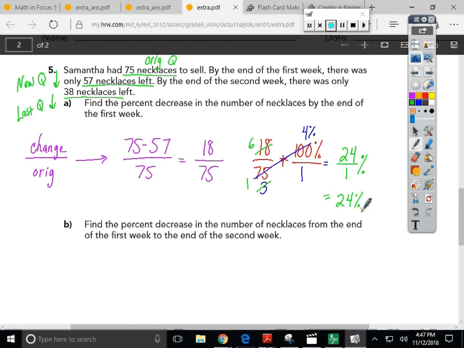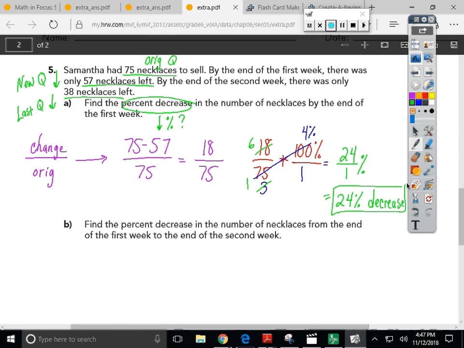Well, go back and let's dig into this question. Find the percent decrease. Oh, percent decrease is the question. So what percentage is this declining? So there's a 24% decrease in the number of necklaces sold in the first week.